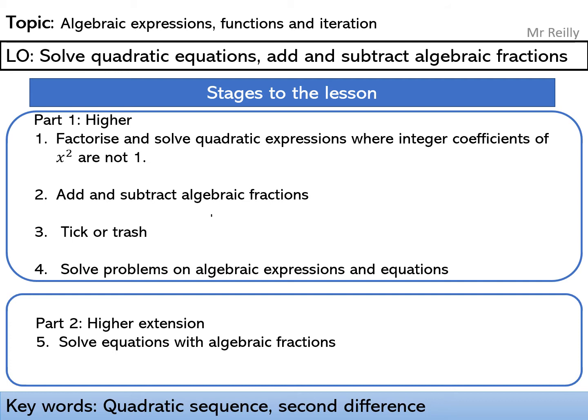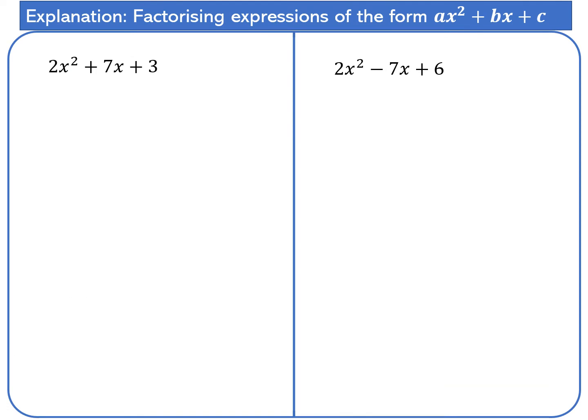First of all, we will factorise and solve quadratic expressions where integer coefficients of x squared are not 1. Then we will look at adding and subtracting algebraic fractions. Then we will do tick or trash, followed by problem solving on algebraic expressions and equations. In higher extension today, we will solve equations with algebraic fractions. Explanation. Factorising expressions of the form x squared plus bx plus c.